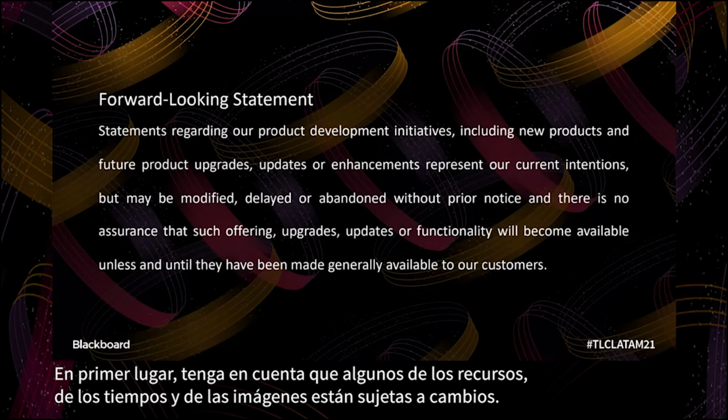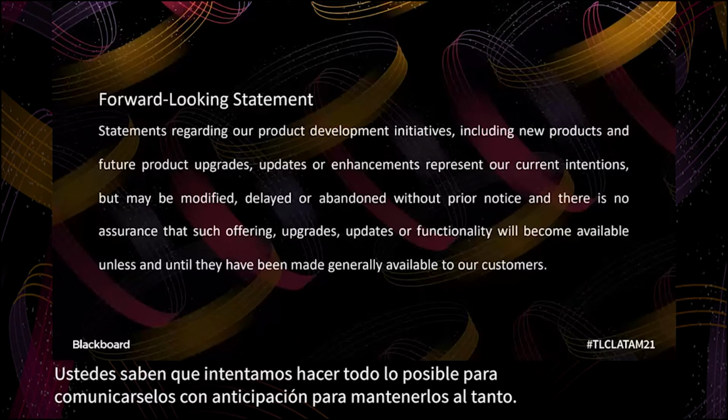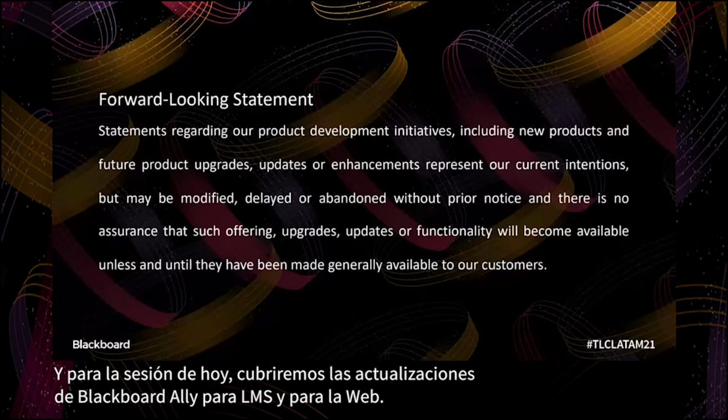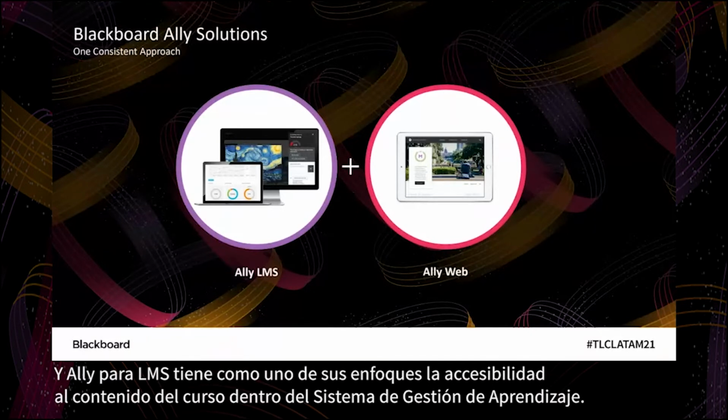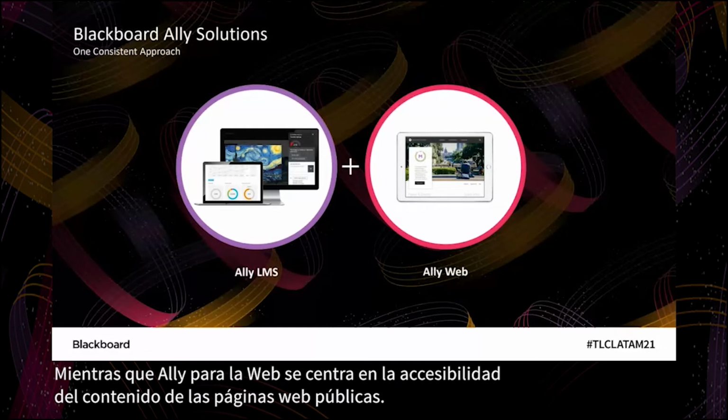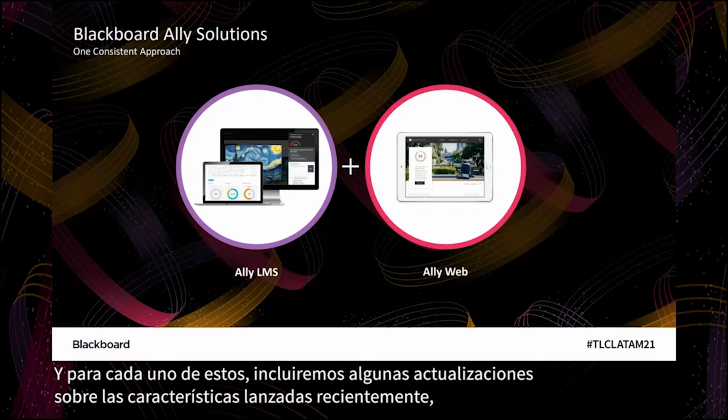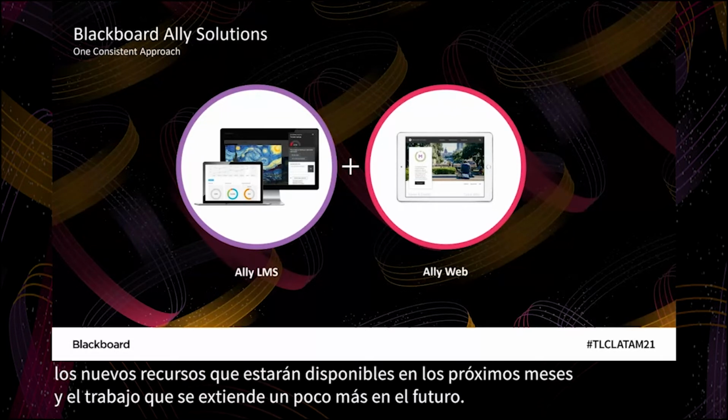First thing, please be aware that some of the capabilities, the timelines, and the visuals are subject to change. We try to do our best to communicate these ahead of time to keep you abreast. For today's session, we're going to be covering updates for Blackboard Ally for LMS and for web. For Ally for LMS, a lot of the focus here is on course content accessibility from within your learning management system, while Ally for web focuses on accessibility of content on public web pages. And for each of these, we'll include some updates around recently released features, new capabilities that are going to be coming in the next few months, and then work that might stretch a little bit further into the future.